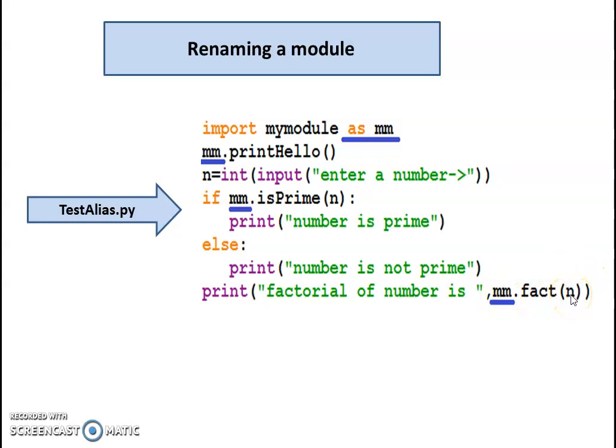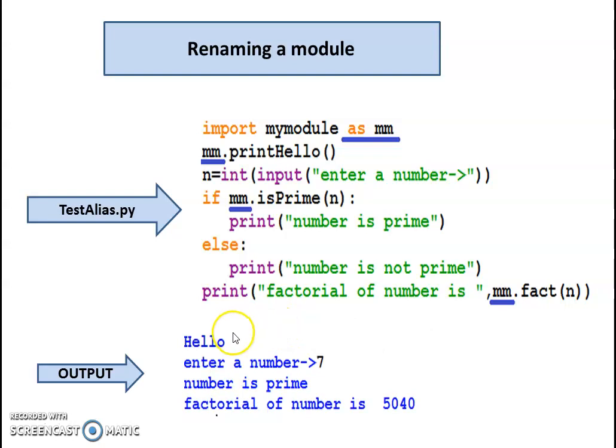So based on this argument it will print factorial, and when we run this code output will be, first it will print hello, then it will ask user to enter a number. Based on this number it will print number is prime, because in this case this particular is prime function will return true and it will print number is prime. Next it will print factorial of number is, and based on this particular number it will print factorial, right? So in this way we can rename a module and we can specify that particular name inside our code.